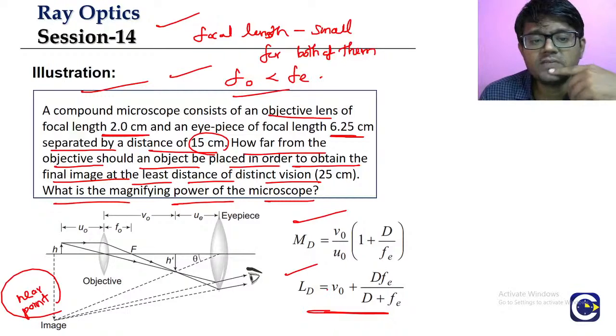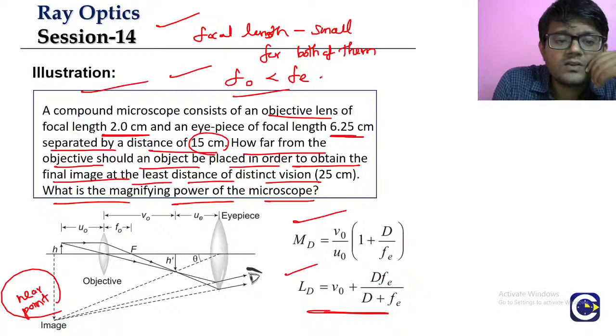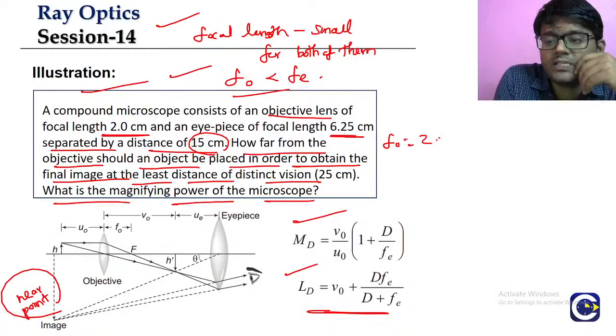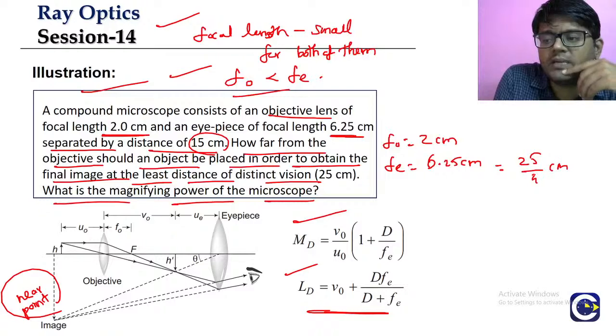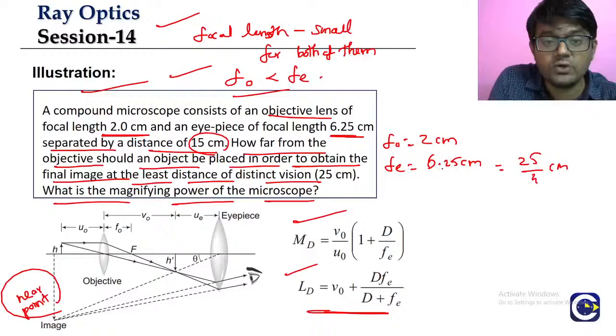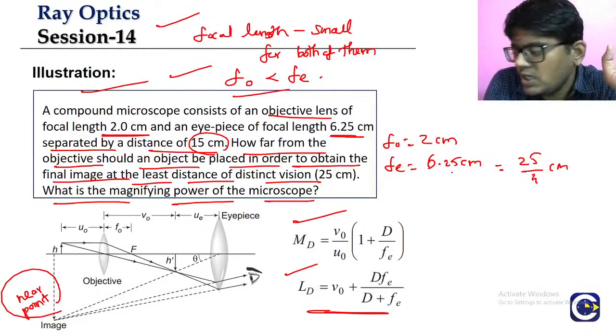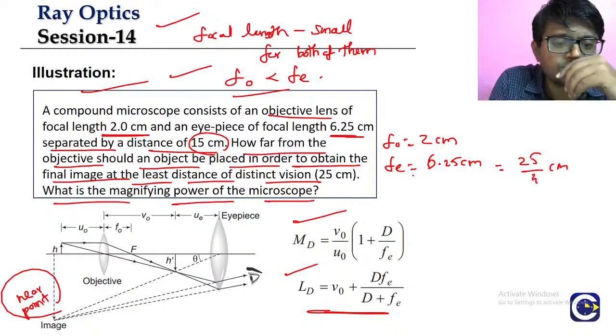What is the given information we have? The objective lens focal length is 2, so FO is 2 centimeter. The eyepiece, what is it? 6.25 centimeter. We can also write it as 25 by 4 centimeter. 6.25 means 25 by 4. Just in case we don't want to have a decimal, we want integers or fractions, we can write it as 25 by 4 centimeter.